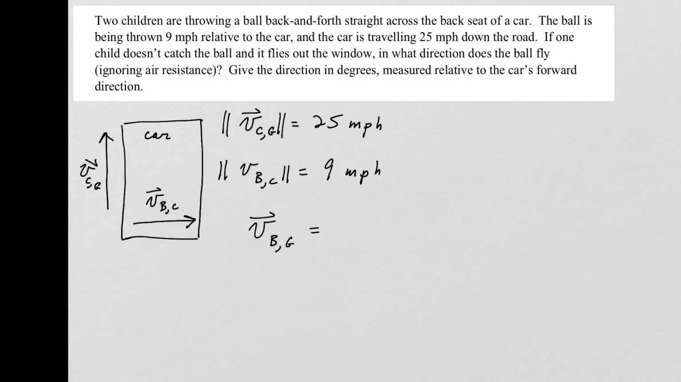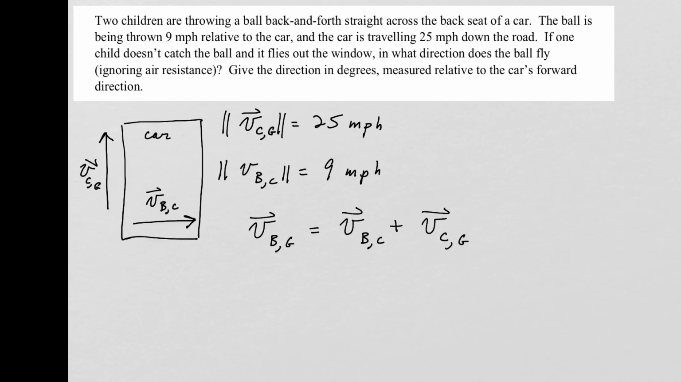And it turns out to figure that out, you have to add these two velocities together. Because the ball already has a velocity because the car is moving at 25 miles per hour forward, and the person throws it, so it has another velocity of 9 miles per hour. So if you add those two vectors together, that'll give you the velocity of the ball relative to the ground. So it's going to be the sum of the velocity of the ball relative to the car plus the velocity of the car relative to the ground. That will give you the velocity of the ball relative to the ground.